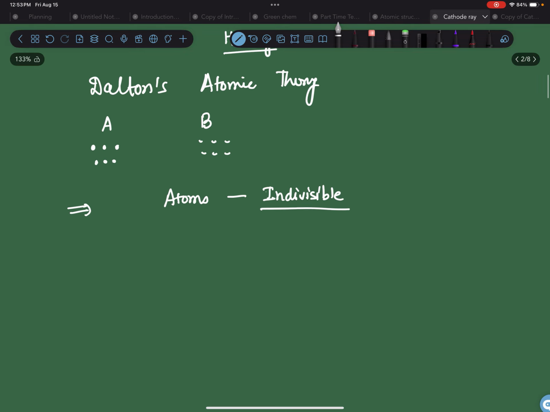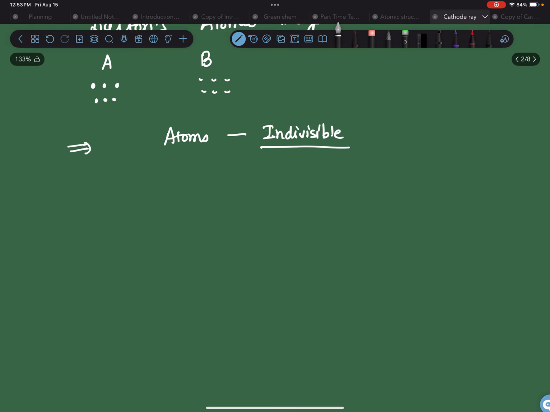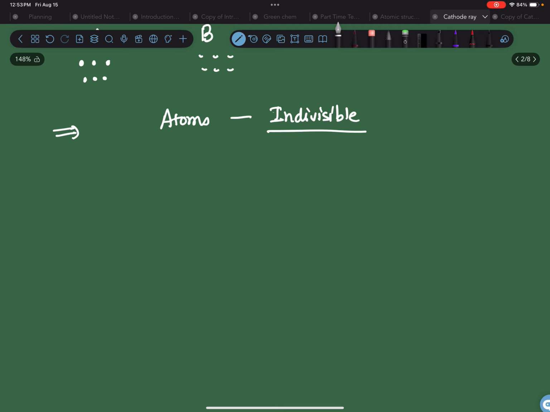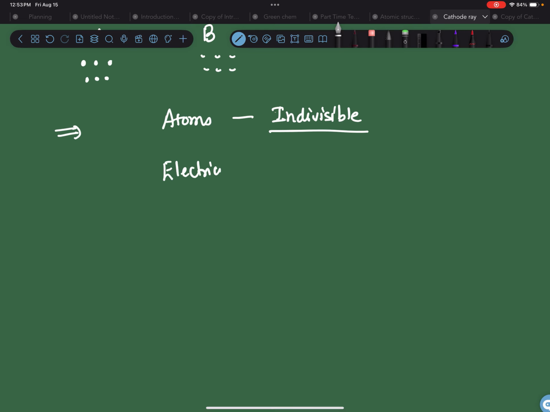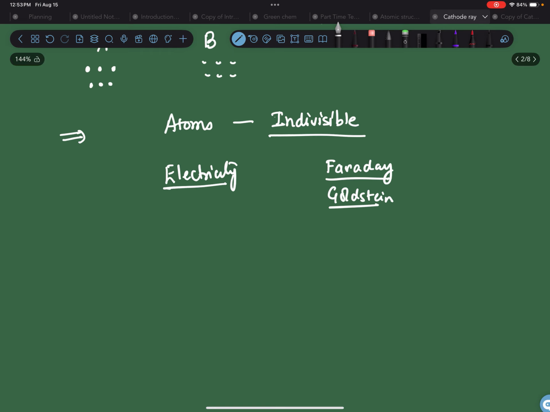So by the middle of the 19th century, there was lots of research going on into the interaction of electricity and matter. There were lots of people like Faraday and Goldstein. They were working on how electricity and matter interact, or what type of radiations are produced, etc. So there was a German physicist, and he was into glass blowing also.